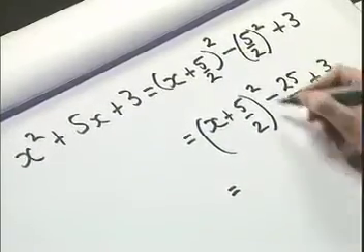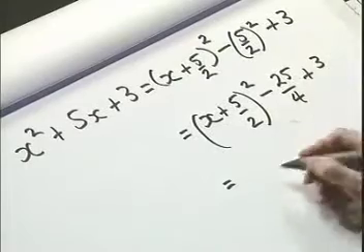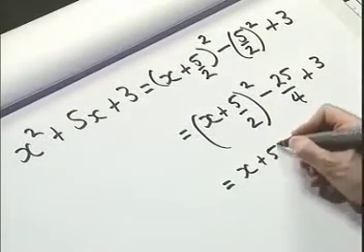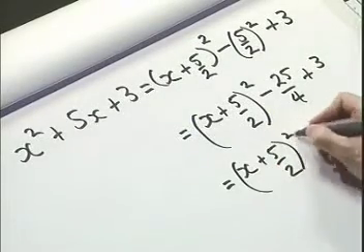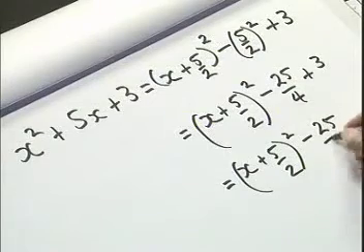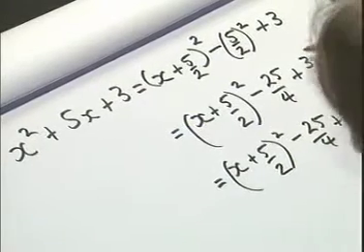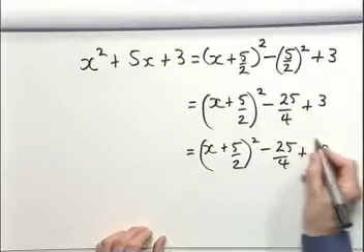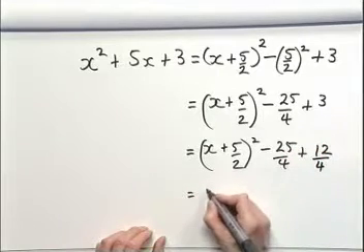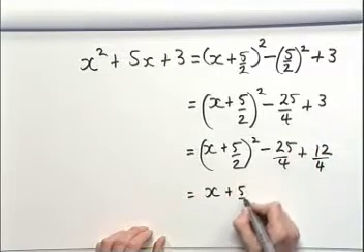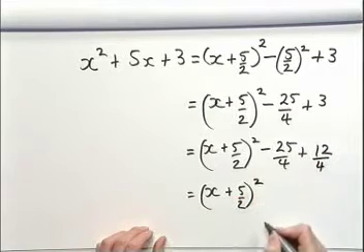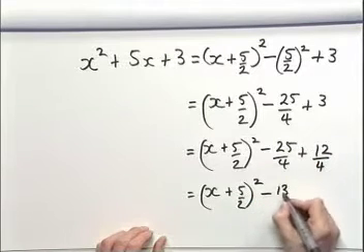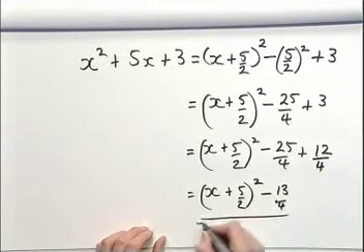And of course, we'd like to combine these numbers at this end. (x plus 5 over 2) all squared minus 25 over 4 plus, now we need to convert these to quarters as well. So 3 is 12 quarters. And now we can combine these since they're both in terms of quarters. (x plus 5 over 2) all squared minus 13 over 4. And we'd leave it like that.